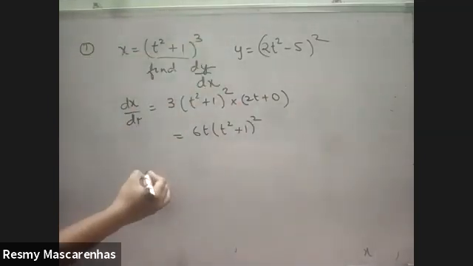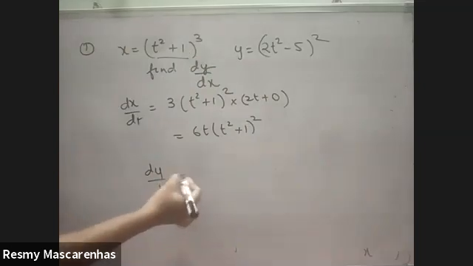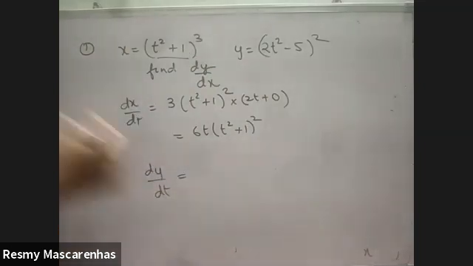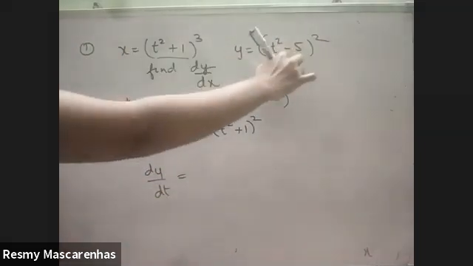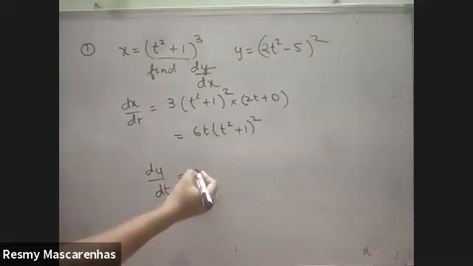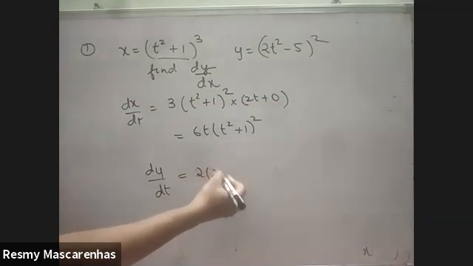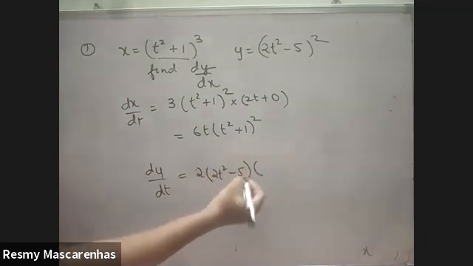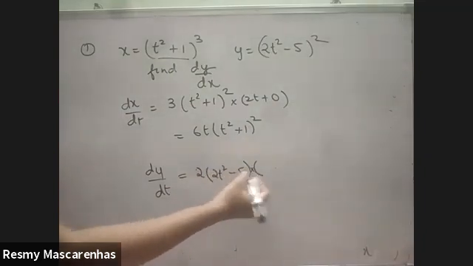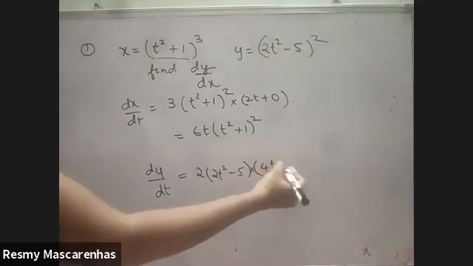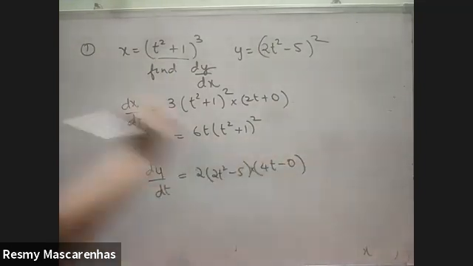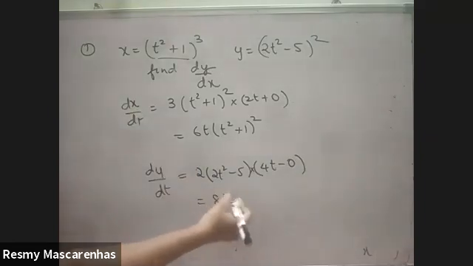Same way dy upon dt, that is again in the form of x square. Derivative of x square will be 2x into extra derivative of what is inside the bracket. So that will be 4t, and the derivative of 5 will be 0. 8.